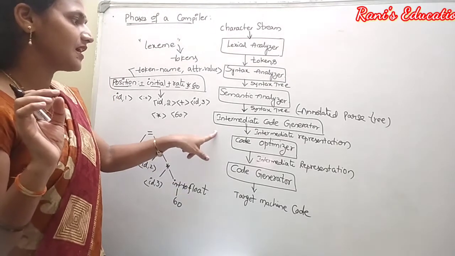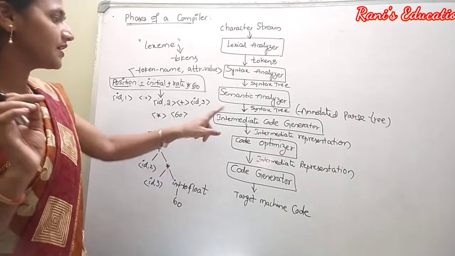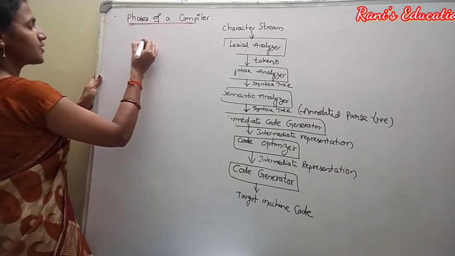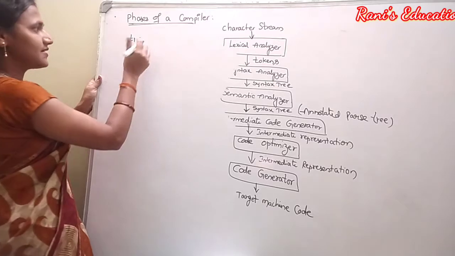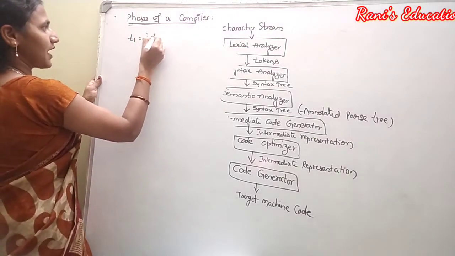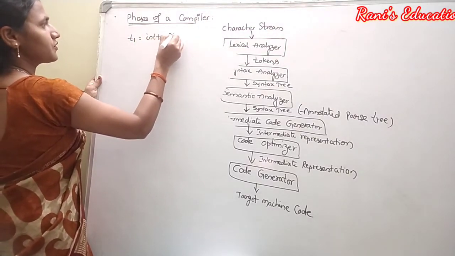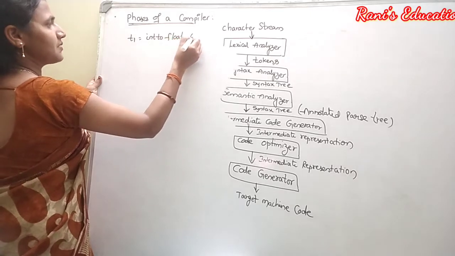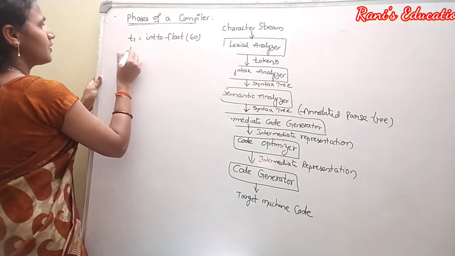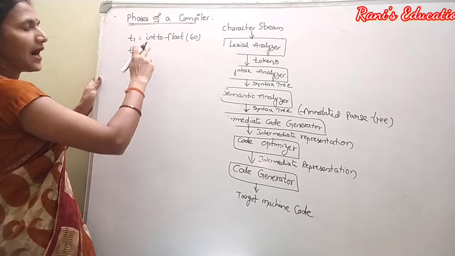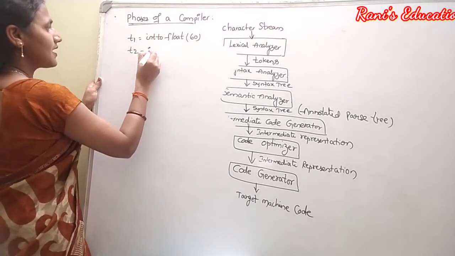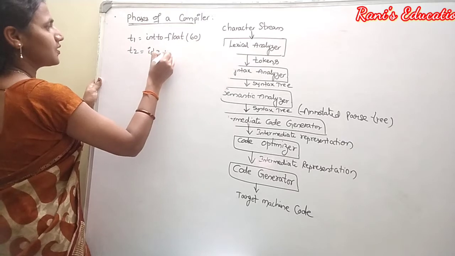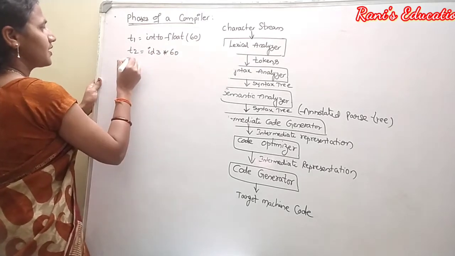Okay, so we will see how we are going to write the intermediate representation. The intermediate representation is going to be defined like this. Initially I am going to convert int to float, which is nothing but 60. Then T2 equals ID3, which is going to be multiplied with this, isn't it? So that is ID3 into 60. T3.